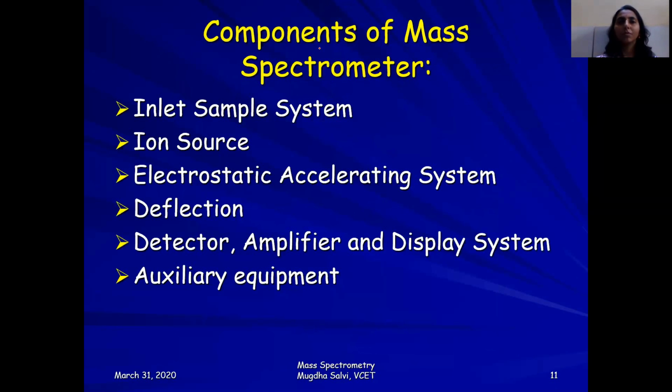So, the components of mass spectrometer. First is the inlet system. Then you have the ion source, electrostatic accelerating system, the deflection that is applied, detector, amplifier and display system, and auxiliary equipment that are required for a mass spectrometer. Let us see one by one.